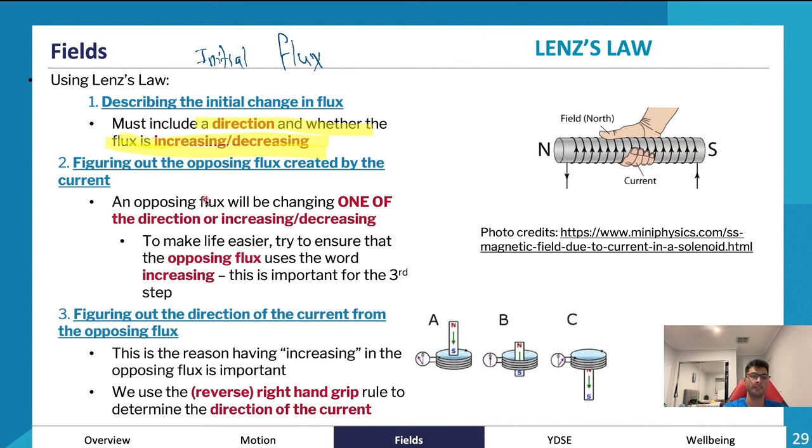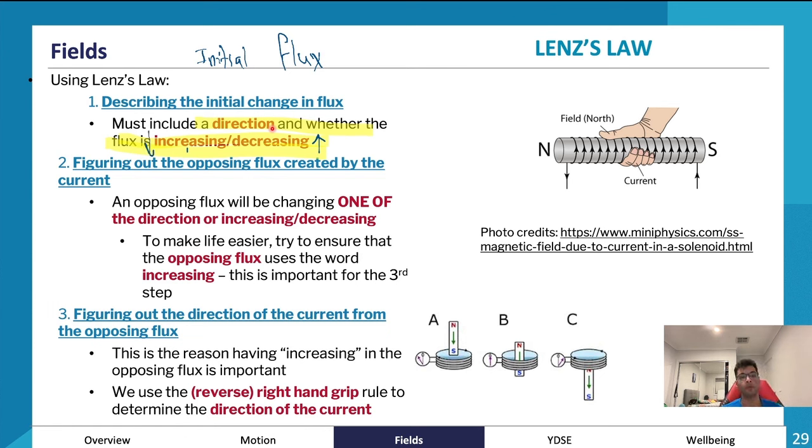So first of all, we need to know if the flux is increasing or decreasing. If it's increasing, the system wants to oppose the change, so it wants to decrease. If the flux is decreasing, the system wants to oppose this change and it wants to increase.